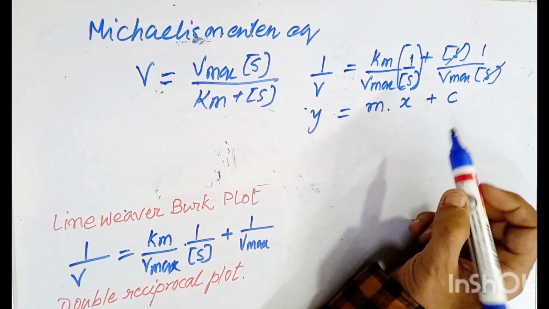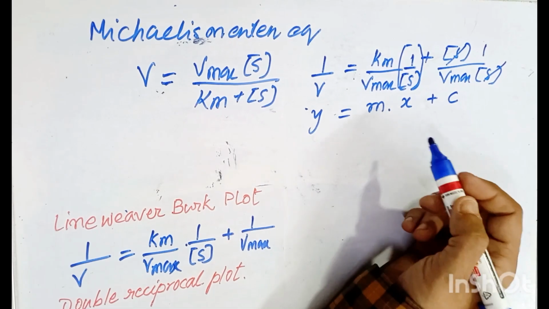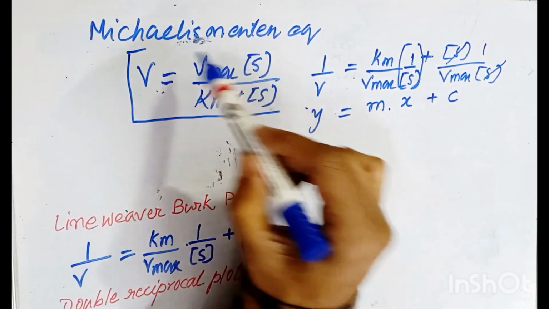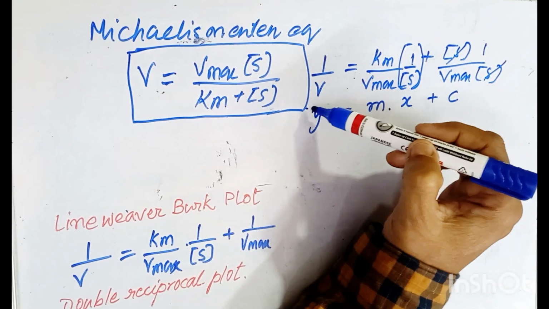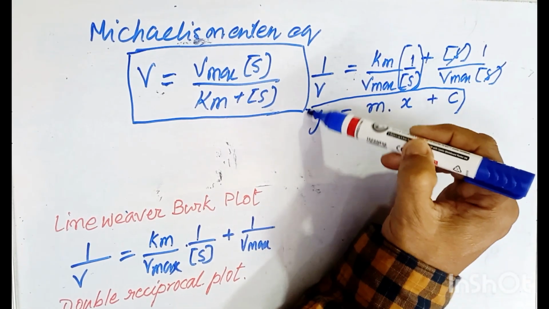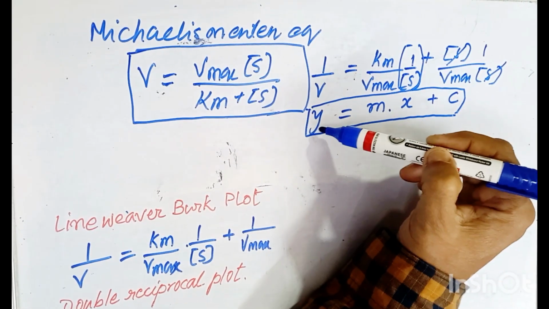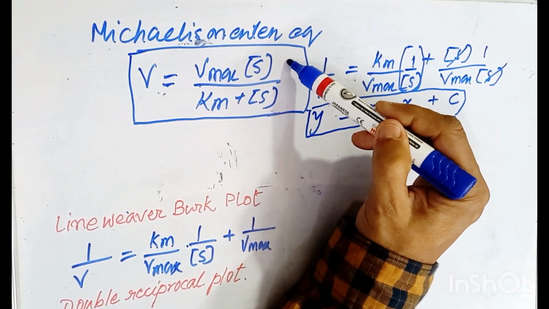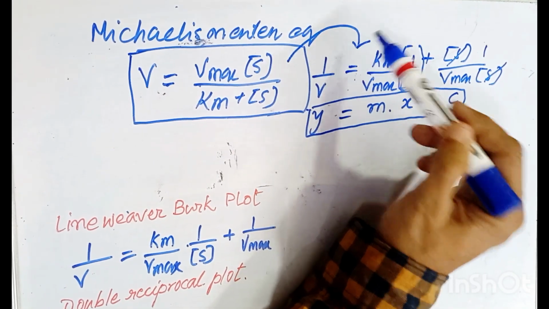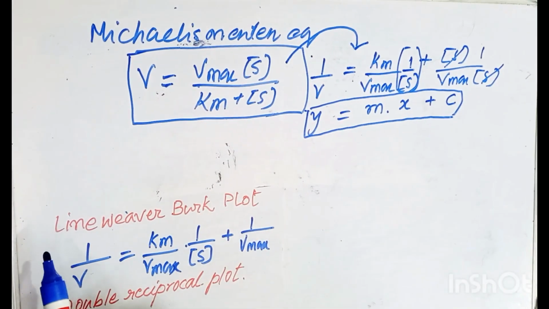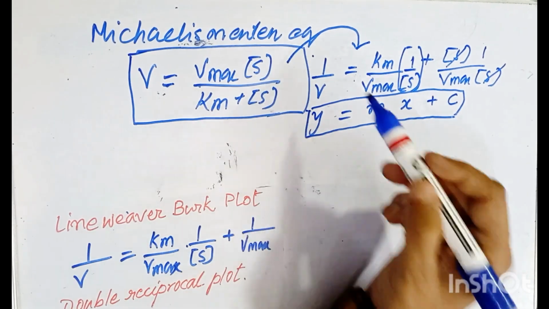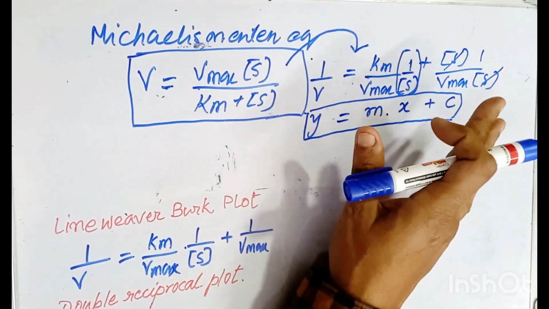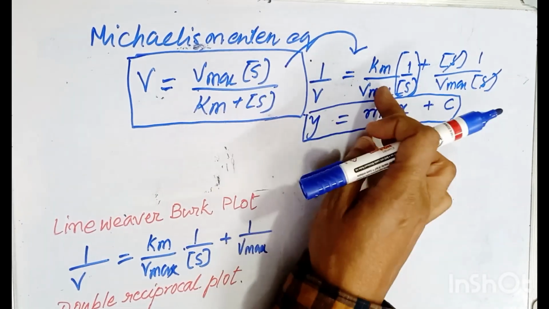Now why did we do this? This is actually a linear transformation. We transformed this rectangular hyperbolic equation into a linear equation, and now we get an analogy with the equation of a straight line. This is a transformation of Michaelis hyperbolic kinetics to a linear form, by this double reciprocal plot. This is why it is called double reciprocal, because we have reciprocated both sides.